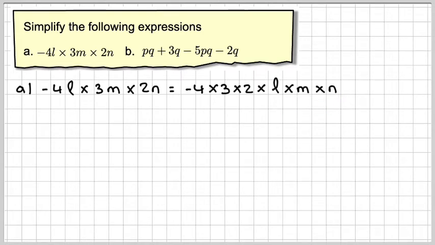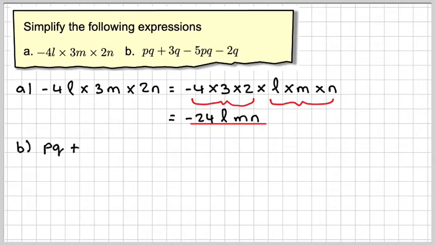times M times N. And then if we do minus 4 times 3, that's minus 12. Minus 12 times 2, that's minus 24. So grouping those together, and these we're just going to write as L, M, N. And the fact there's no multiplication sign there means that we are actually multiplying.